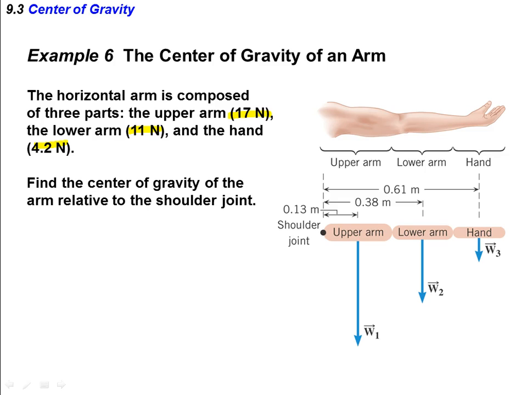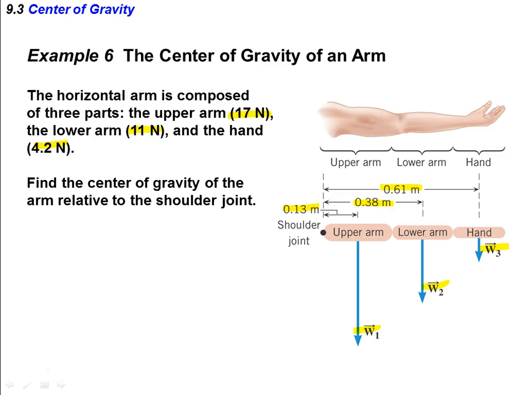We know that it's not evenly distributed, just by the masses and just by life in general. We know our arms are not one even cylinder. So we want to find where the center of gravity is on this arm. We have our distances respective to the different bodies, or the different parts of the arm here, and we have the weights that are given to us for each of those.